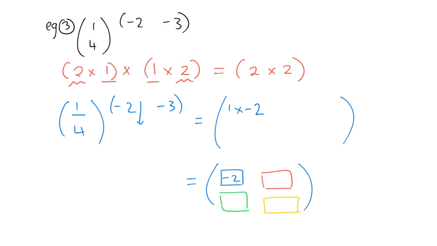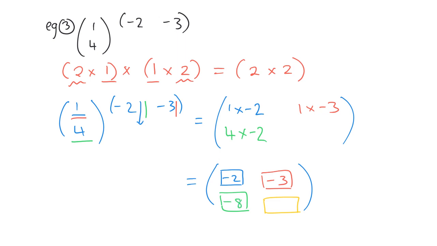The red one then, it's in the first row and the second column. So we multiply the first row by the second column. So that's 1 by minus 3, which gives us minus 3. The green one then is in the second row and the first column. So we multiply the second row by the first column. So that's 4 by minus 2, which is minus 8.